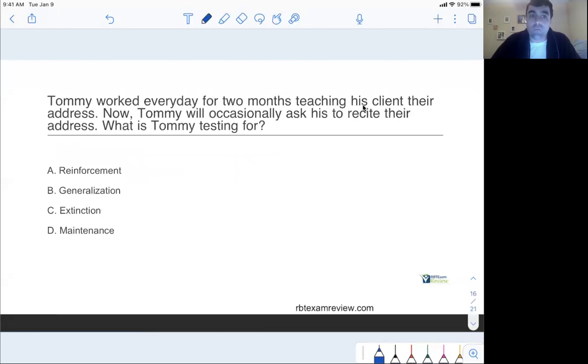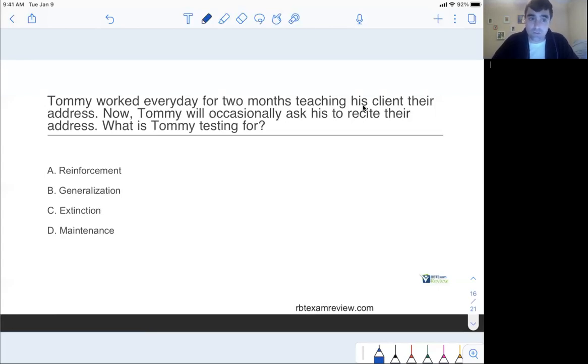Tommy worked every day for 2 months teaching his client their address. Now, Tommy will occasionally ask his client to recite their address. What is Tommy testing for? So Tommy worked diligently every day, 2 months, safety skills, independent living skills. If someone asks their client, what's your address? The client can say their address back. So now let's say occasionally, once a week, Tommy asks the client to recite the address. Well, what are they testing for?